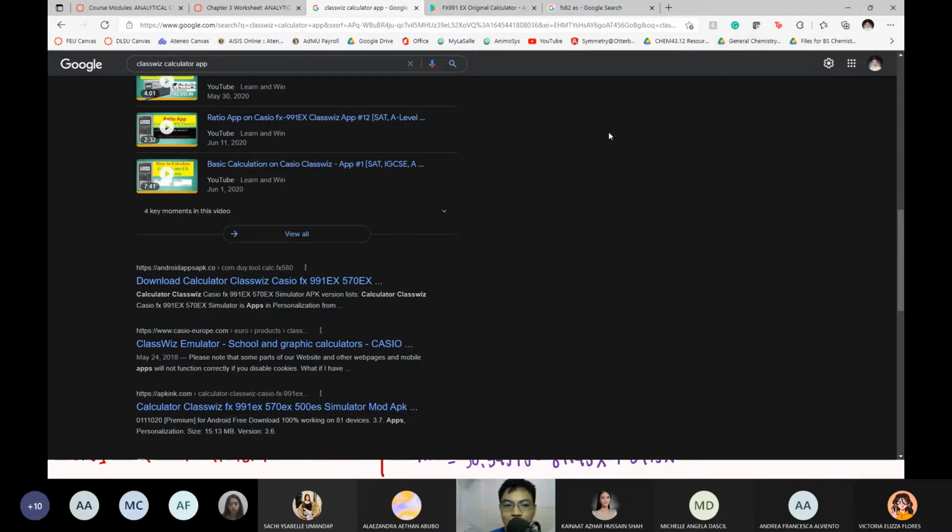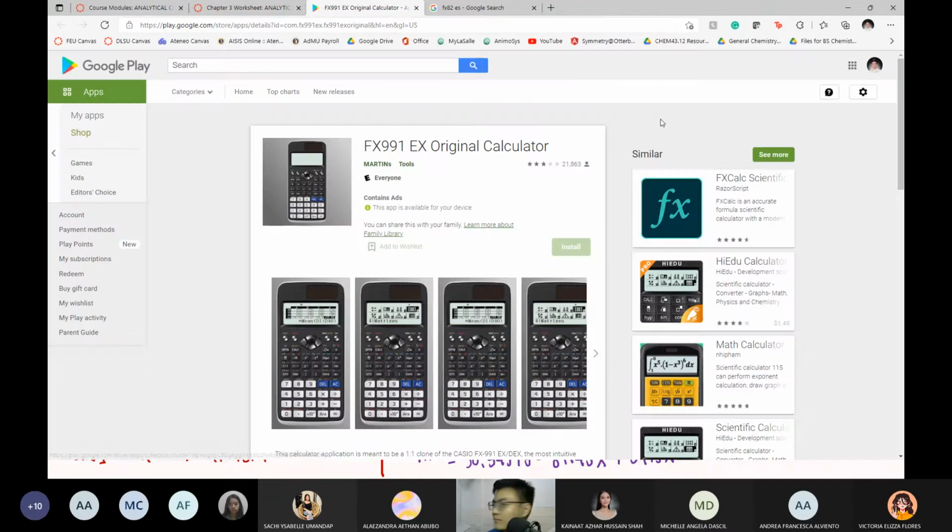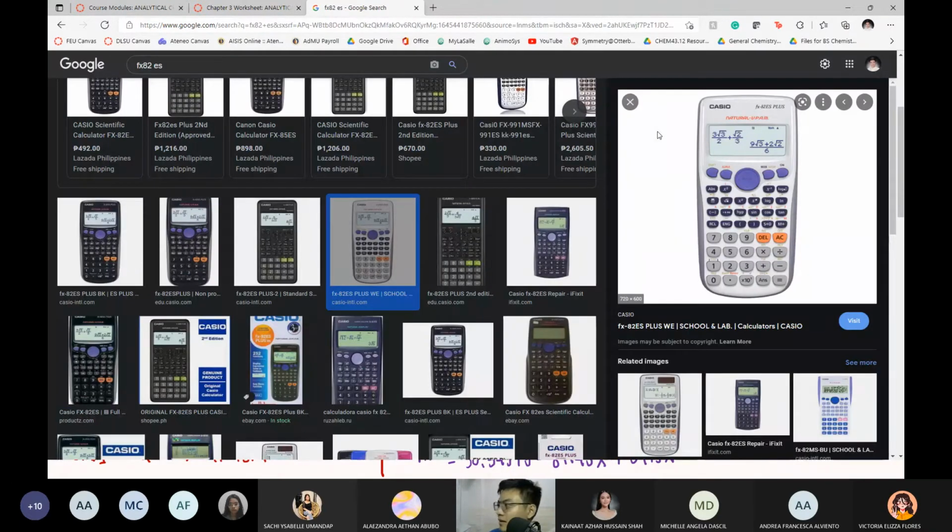Ako kasi never ko pa na-try. Sabi ko, isa-save ko siya pero nakakalimutan ko. Sige, search nyo na lang yan. Then, okay. Limited lang kasing 82ES.